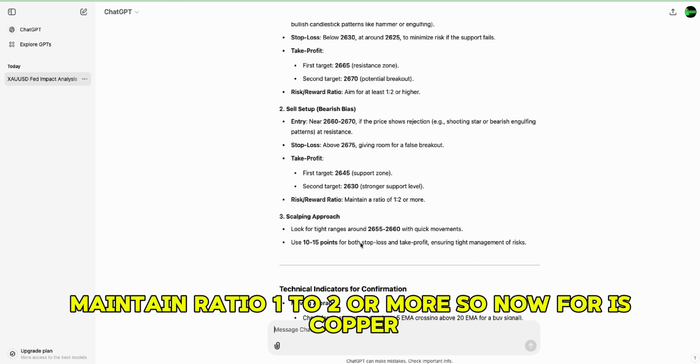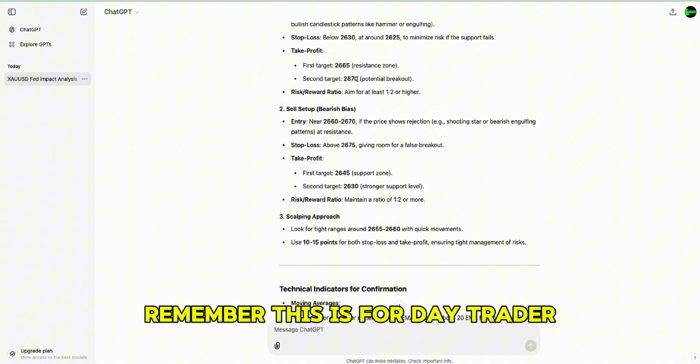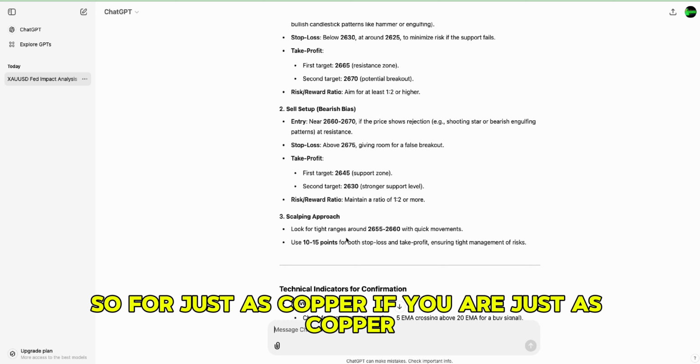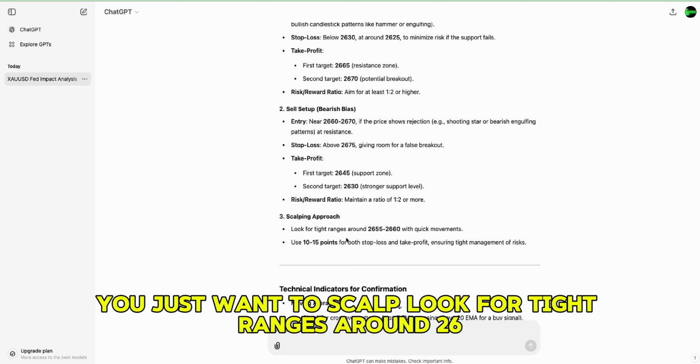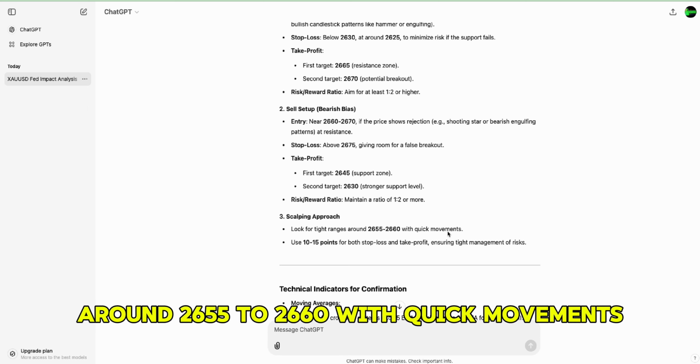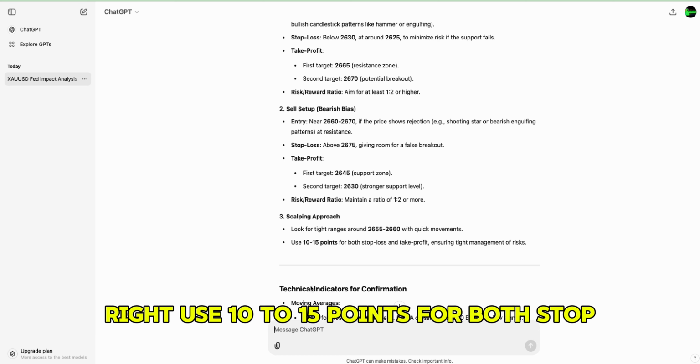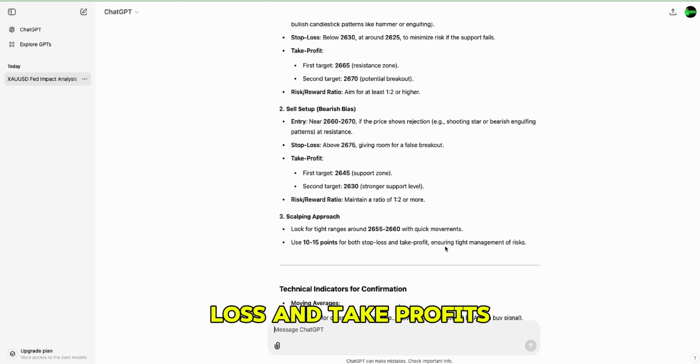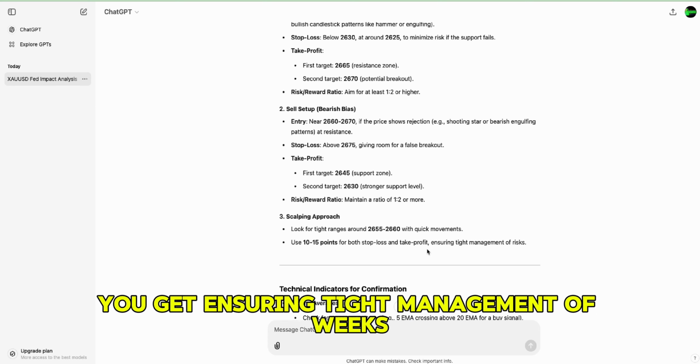So now, remember this is for day trader. For just a scalper, if you just want to scalp, look for tight ranges around 2655 to 2660 with quick movements, right? Use 10 to 15 points for both stop loss and take profits, ensuring tight management of risk.